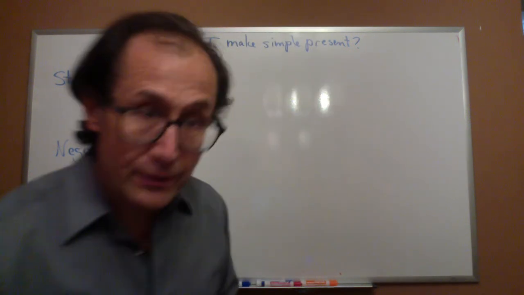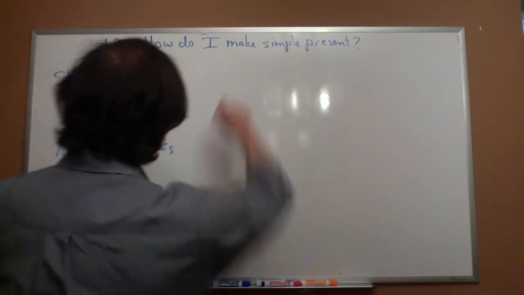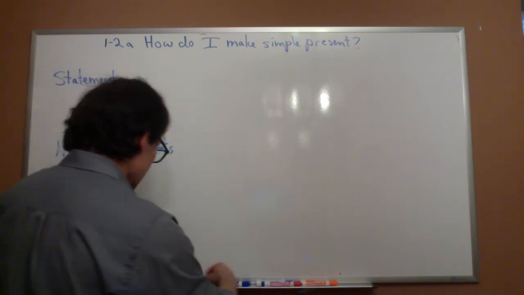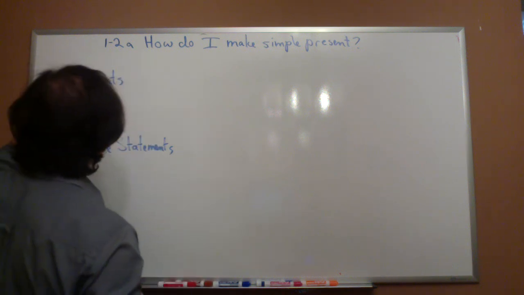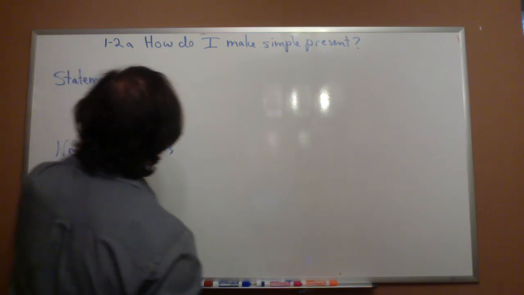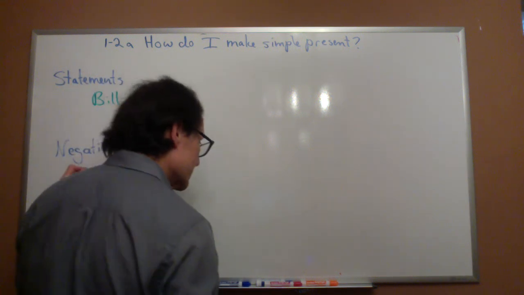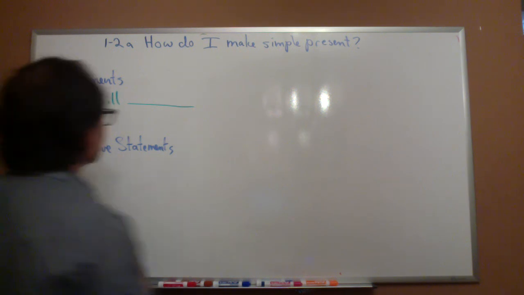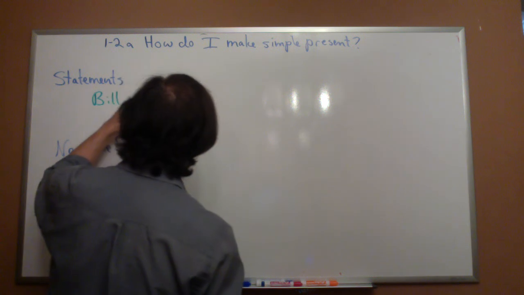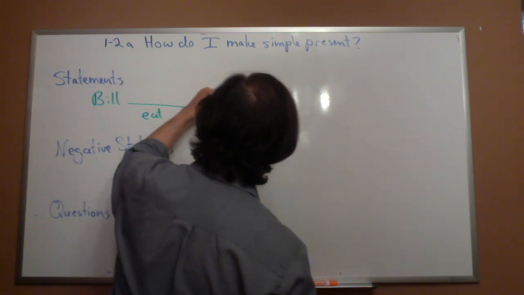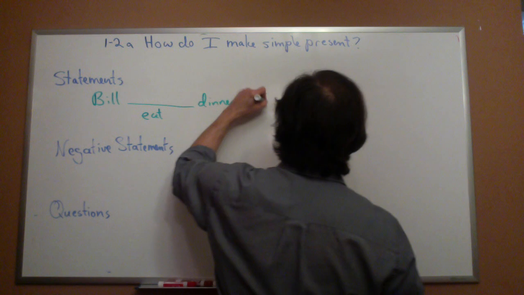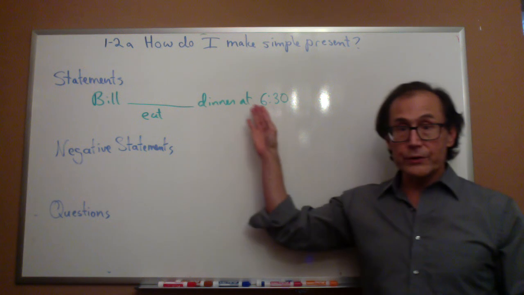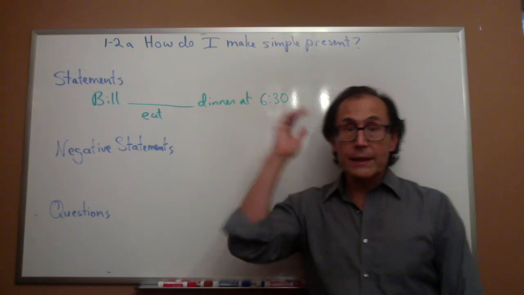Let me give you an example of a statement. Let me use a different color. Let's see here. Bill blank. What does Bill do as a habit? Let's think about that. Maybe Bill blank eat dinner at 6:30. So if he does this often or usually, and it's his habit now, then I can use simple present.